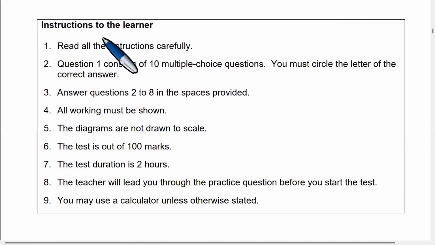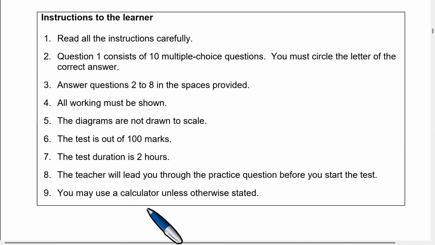Right. The instructions to the learner: you need to be able to read all the instructions carefully. Question 1 consists of multiple choice questions. You must circle the letter of the correct answer. Answer questions 2 to 8 in the spaces provided. All working must be shown. Okay.